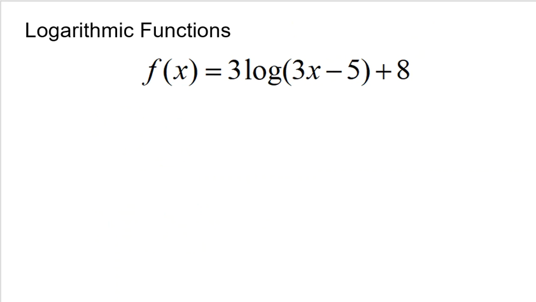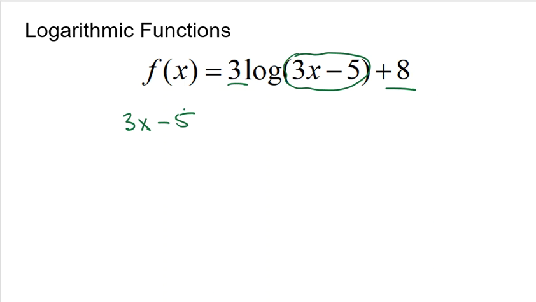All right, here's one with logs. So let's remember we got logs. So logs are similar to square roots. The 3 on the outside doesn't affect domain. The 8 on the outside doesn't affect domain. The only thing that I have to worry about is that this number on the inside has to be greater than 0.